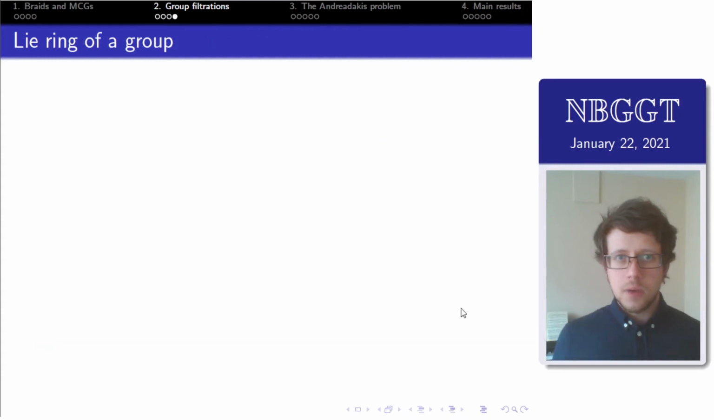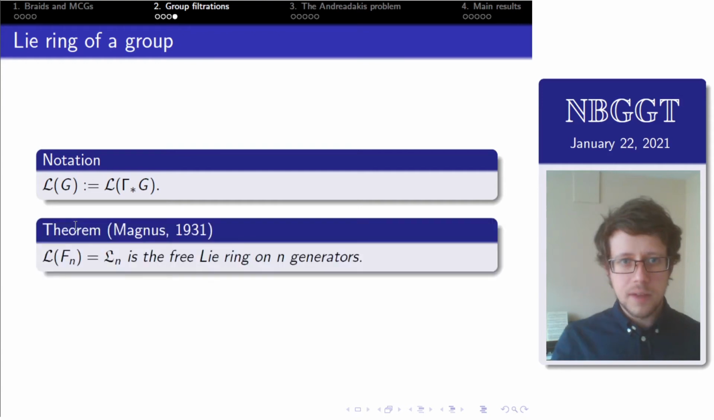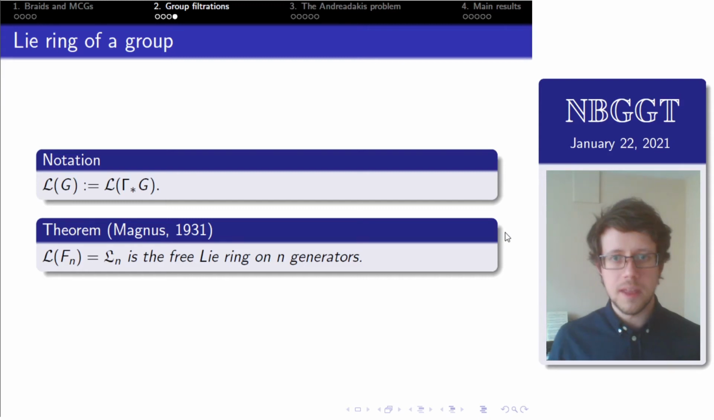Okay, so let me talk briefly about Lie rings of groups, by which I mean Lie rings associated to the lower central series of a group. What I'm saying is, if I don't say explicitly which filtration I'm taking on a group, then it's by default the lower central series. And here is this very famous theorem by Magnus saying that if we take the free group and you take the Lie ring associated to its lower central series, then it is free on n generators.